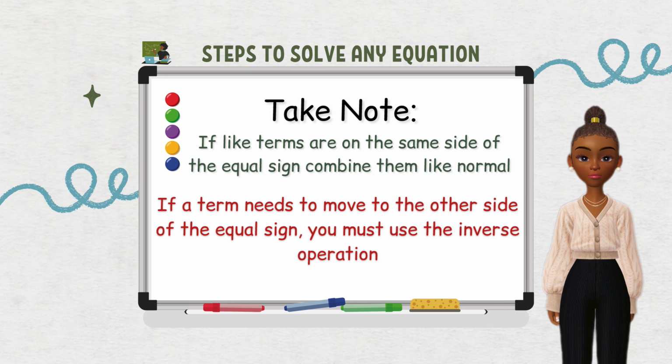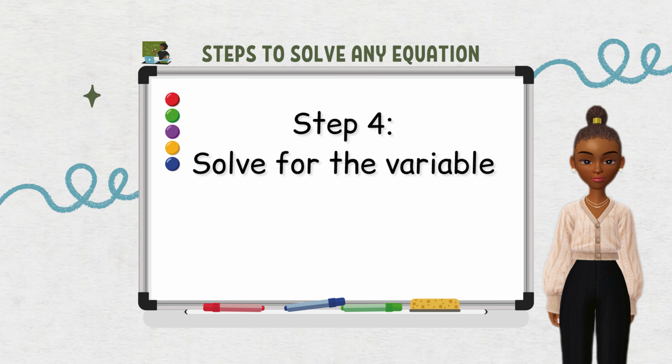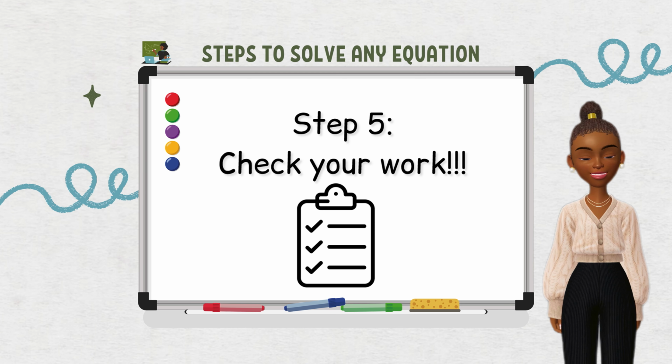And that brings us to step 3, isolate the variable. That means get the variable to one side of the equation by itself. Step 4, solve for the variable. Once the variable is isolated, perform the final operation. Last but not least, step 5, check your work. Substitute your solution back into the original equation.